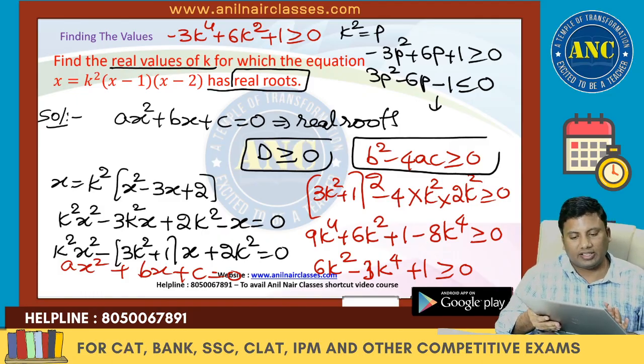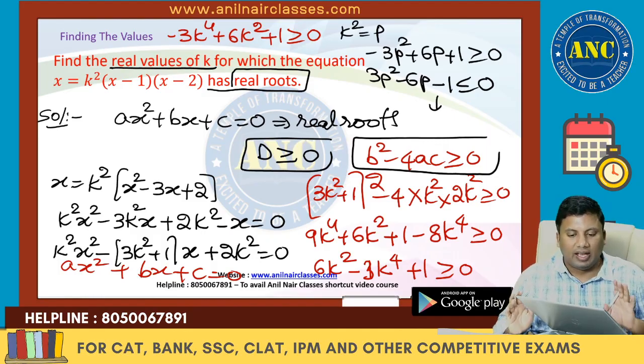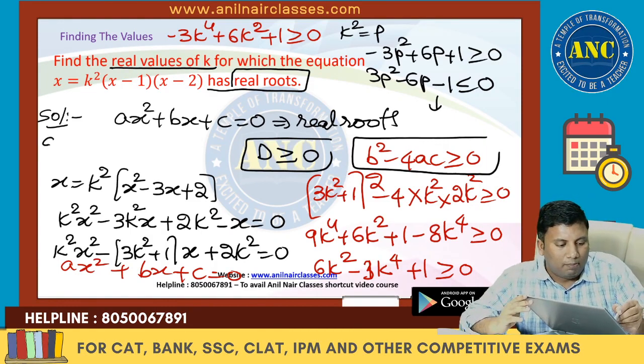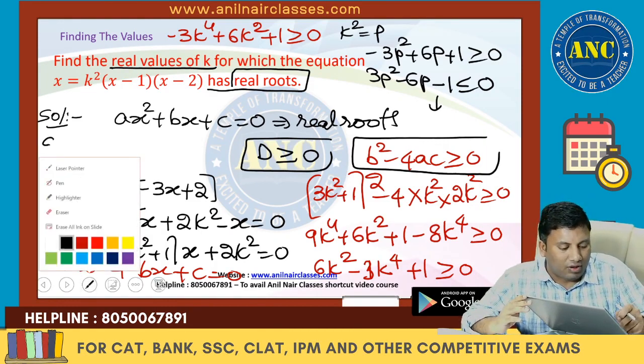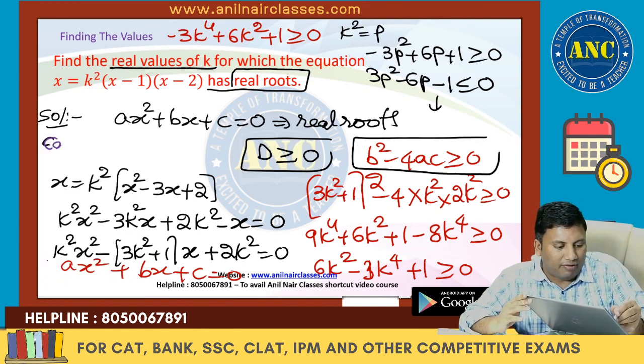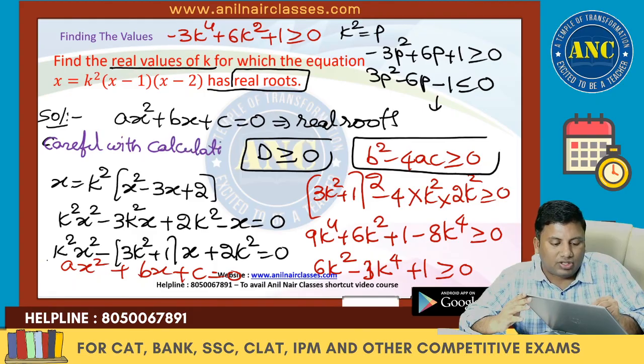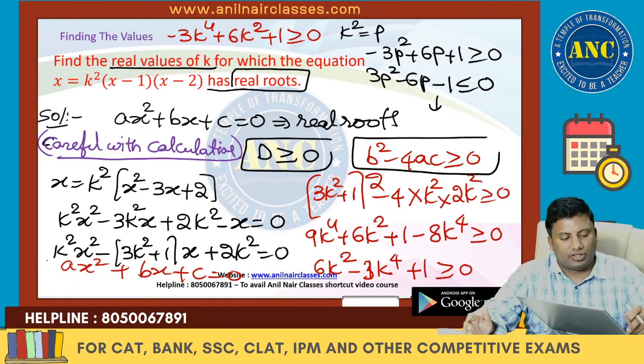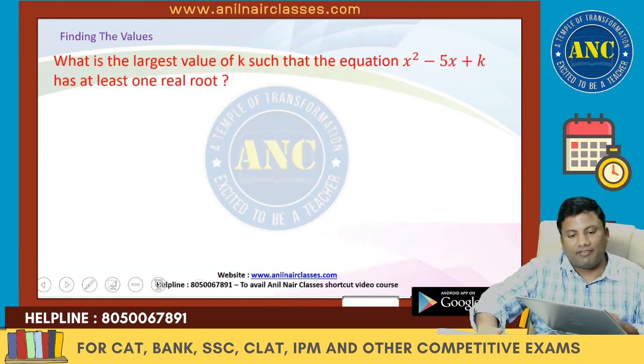Idea clear, right, sir? b square minus 4ac greater than or equivalent to 0. Be a little careful with calculations. Don't make any calculation mistakes. Next one.